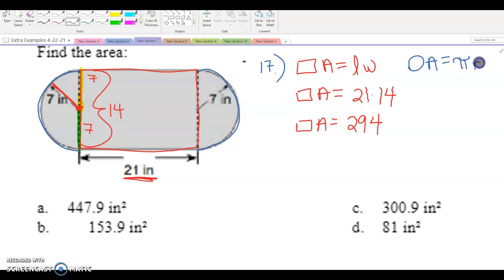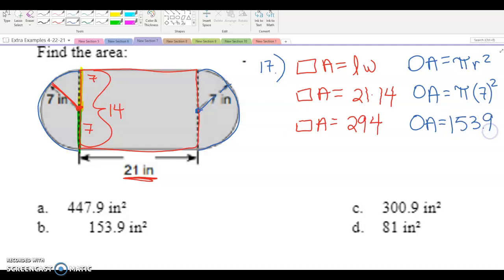And r is our radius. So the cool thing about this one is it does tell me my radius of the circle. So my radius is right from here to center out, which is 7. So help me out with that one. What is pi times 7 squared? 153.9.